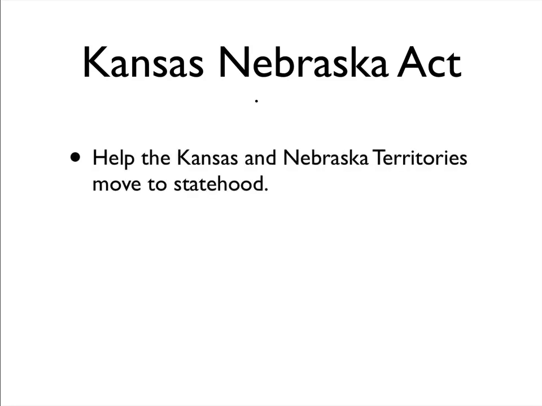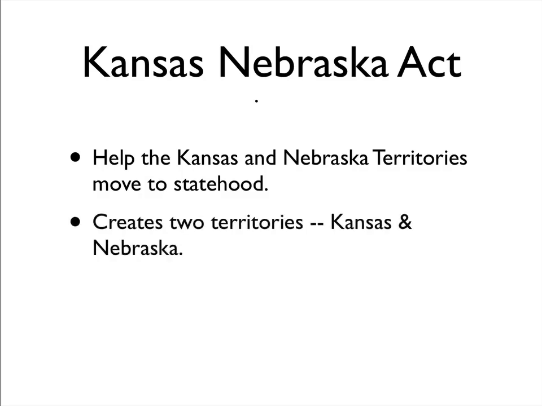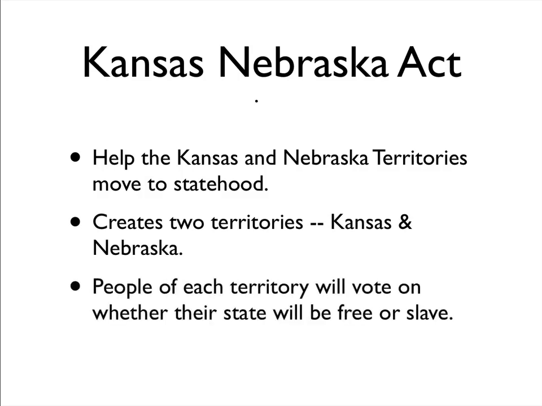And what it does is it takes all the territories out there in the West and it divides them up into the territories of Kansas and Nebraska and helps them move towards statehood. So we create two new territories, Kansas and Nebraska, and the people in each of these territories will vote on whether their state will be free or slave at the time it becomes a state. Popular sovereignty, just like it was applied out there in Utah and New Mexico.